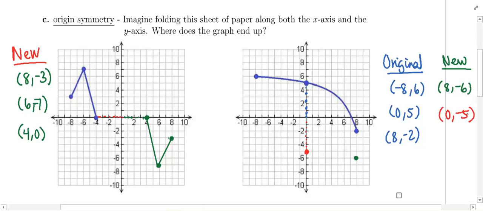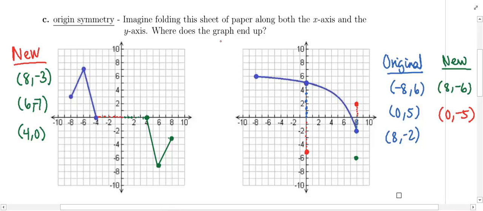Okay, finally, we need to move the point 8, negative 2. Okay, let's flip it about the x-axis first. Okay, it is currently 2 units below the x-axis, and so then if we fold the graph along the x-axis, this point will go 2 units above the x-axis to 8, 2.